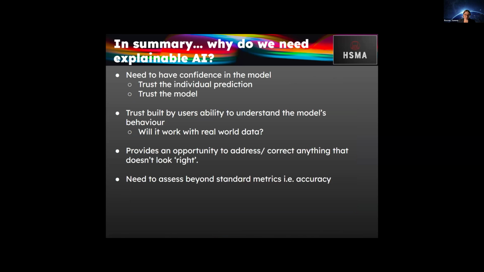We also want to have a chance to step back and look at anything that doesn't look quite right. Is it seemingly working with a bit of data that's kind of nonsense? Is it putting a lot of weight on one thing that we don't think actually makes a difference? Does it match up with our domain knowledge and our understanding of the problem itself? And we've already talked about things like accuracy and the limitations of them. We really want to be able to assess our models beyond these standard metrics.